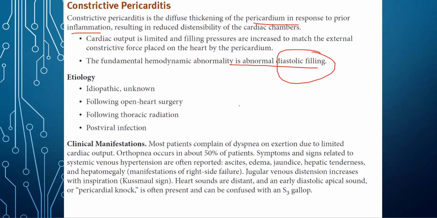Patients usually present with heart failure-like features. In constrictive pericarditis, the patient will have dyspnea, orthopnea. They will also have features of right heart failure like ascites, peripheral edema, hepatic enlargement. The heart sounds will be distant in here as well.